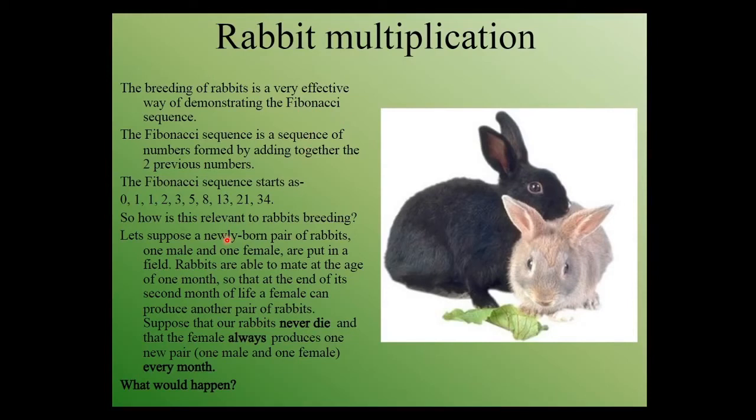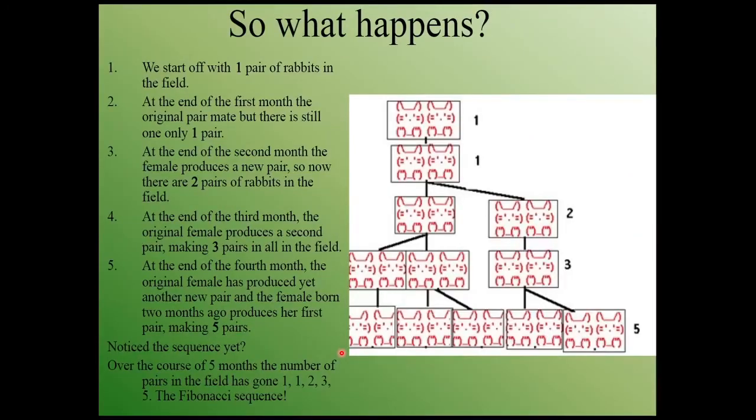And you know what? This is relevant to the rabbits' breeding. Well, let's look at this one. Let's suppose a newly born pair of rabbits, one male and one female, are put in a field. Rabbits are able to mate at the age of 1 month, so that at the end of its second month of life, a female can produce another pair of rabbits. Suppose that our rabbits never die, and the female produces one male and one female every month. What would happen? Look at what would happen.